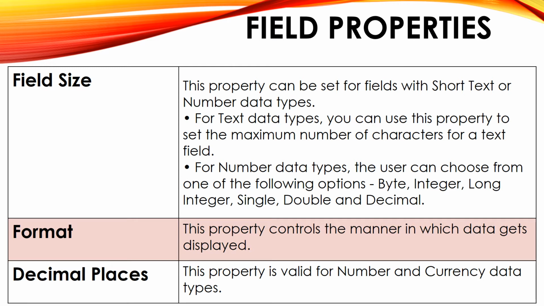Next is format. This property controls the manner in which data gets displayed. For example, for date and time data types, you can choose the different styles for displaying date and time. Next is decimal places. This property is valid for number and currency data types. It is used to specify the number of digits to be displayed to the right of the decimal point. Its value may vary from 1 to 15.